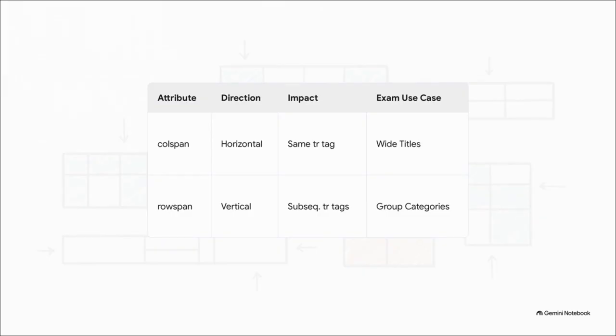It lays out the whole shebang perfectly. It shows how Colspan moves horizontally, affecting cells within the exact same TR tag, making it an absolute must for those wide-spanning table titles. And conversely, it breaks down how Rowspan moves vertically, affecting cells in subsequent TR tags below it. You'd use Rowspan when you need to group shared categories together vertically, like a single subject heading that spans across 3 or 4 different mark entries.